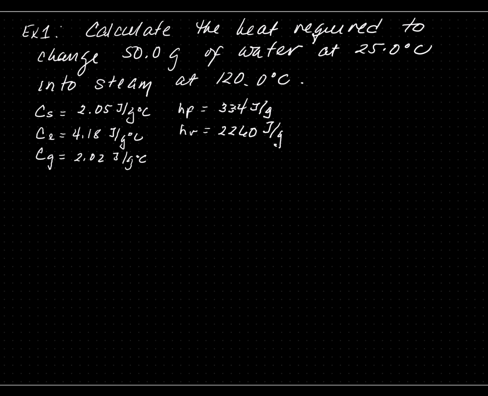Calculate the heat required to change 50 grams of water at 25 degrees Celsius to steam at 120 degrees Celsius. We know this is a type 3 problem because it is one substance, which is water, and it is undergoing multiple temperature changes. So the first thing you want to do is draw a sketch. The lower portion is 0 degrees Celsius. The upper portion is 100 degrees Celsius.